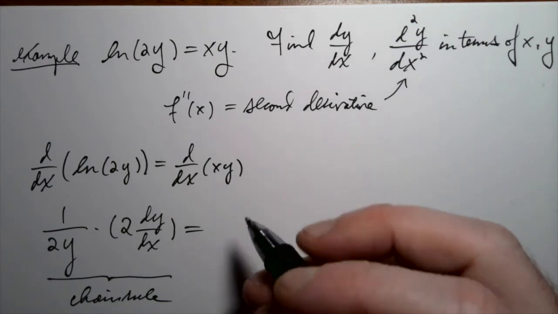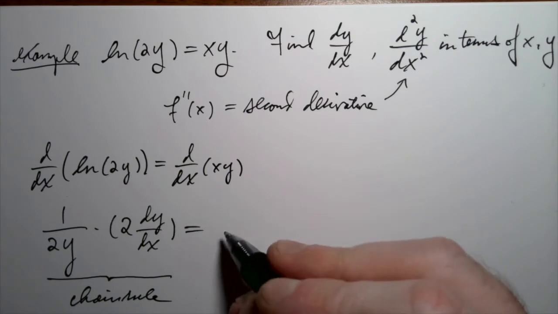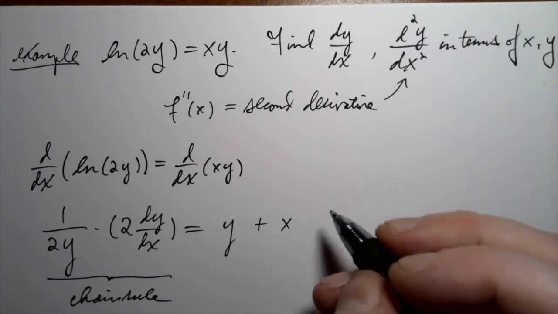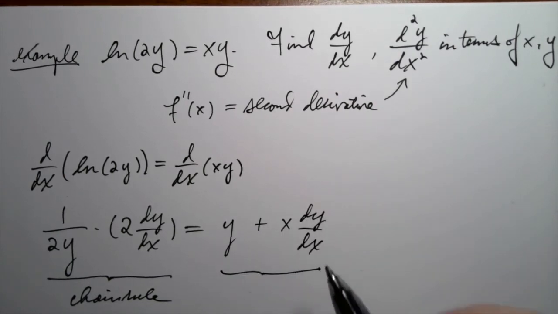On the right-hand side, we need to use the product rule. So the derivative of the first function, x, that's just 1. So we'll multiply it by the second function, y. And then we need to add the first function times the derivative of the second function. So there, that's the product rule that I've used.